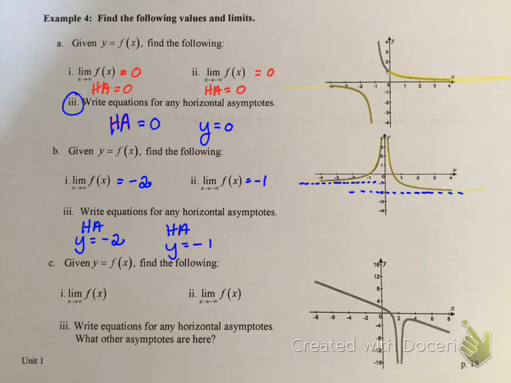Okay, so part C says, given y equals f of x, find the following. For part 1, the limit as x is approaching infinity of f of x, and for part 2, the limit as x is approaching -infinity of f of x. All right, so let's check out positive infinity first.